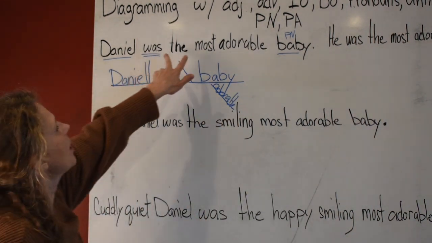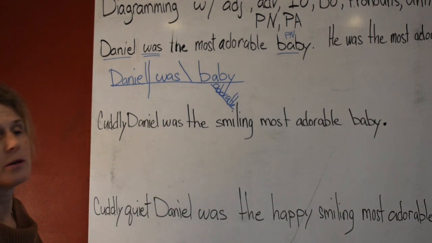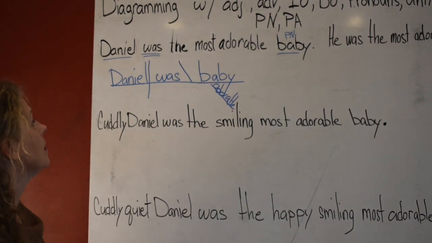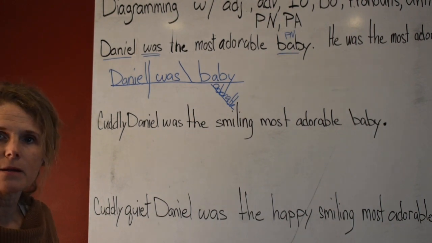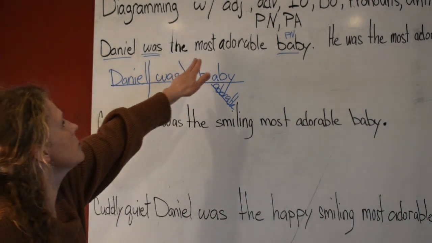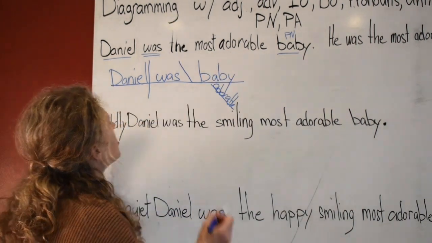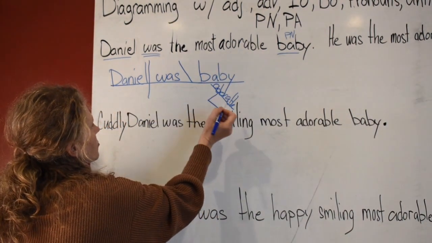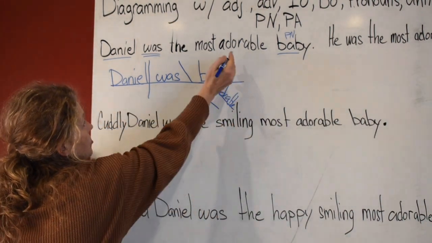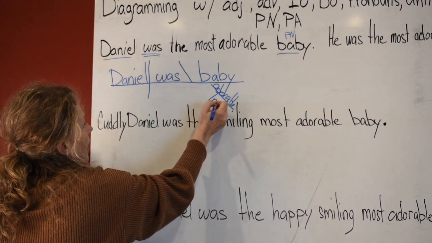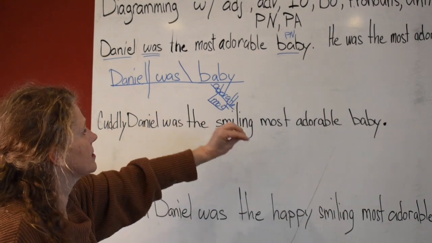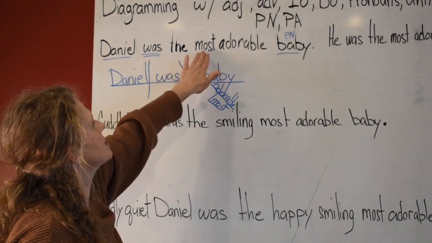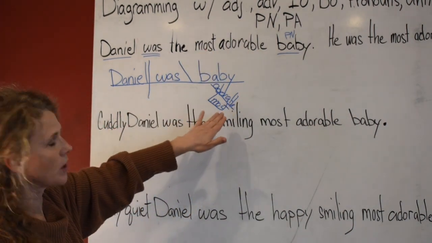Okay. How about the and most? Most is describing adorable. Right, because you can't say he is the most baby. That's goofy. He is the most adorable. So this is an adverb describing an adjective. If it doesn't make sense to say most baby, then you know it's describing something else.